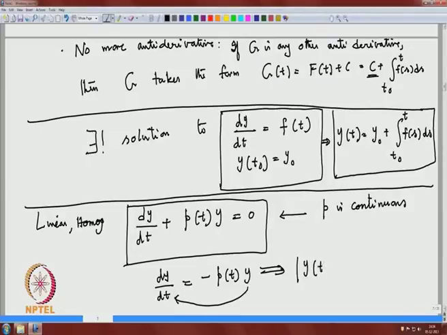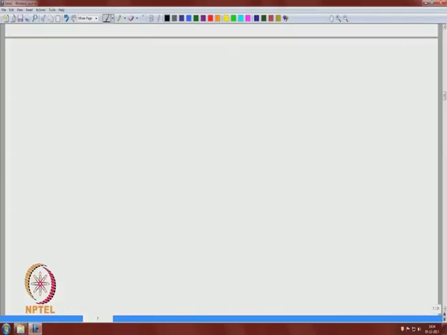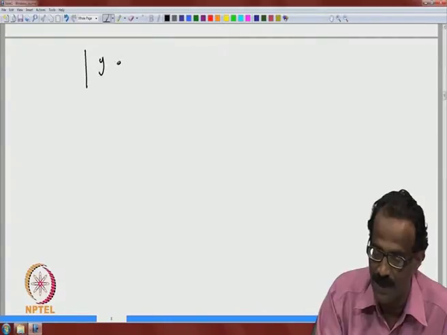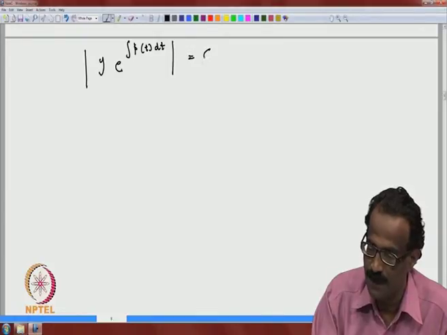Let me recall what I have done in the introduction. What you get is the log of the modulus of y. So, you will get some c naught e power minus integral of p(t) dt. How did you remove the modulus? If you recall my introductory lectures, let me state once more: to remove this modulus, I bring my exponential term here, so that the modulus of y times e power integral of p(t) dt is equal to some constant.